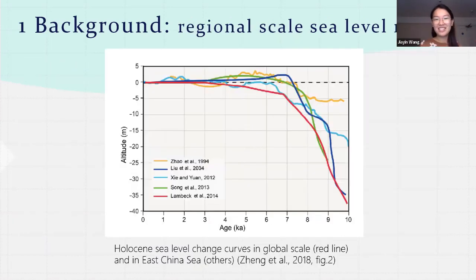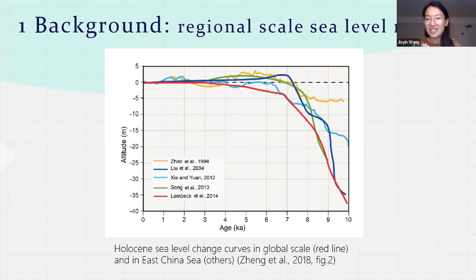For example, this chart summarizes several curves. Except the red one, which is the global one in the previous slide, the others are all sea level change curves generated from sediment cores in the East China Sea, but they are based on different methods and different sediment cores. So even in the same region, if scientists use different methods, they would have curves that vary significantly.